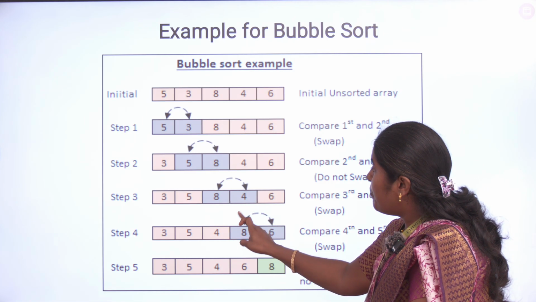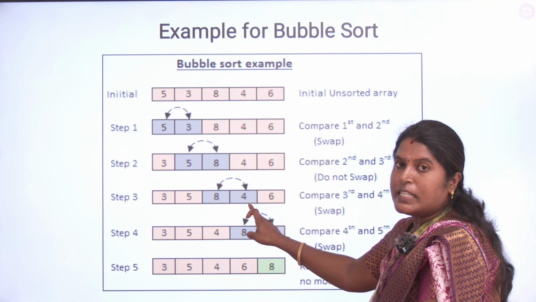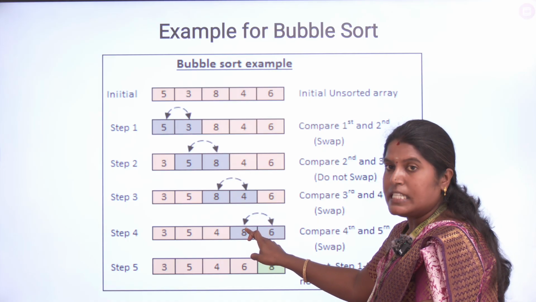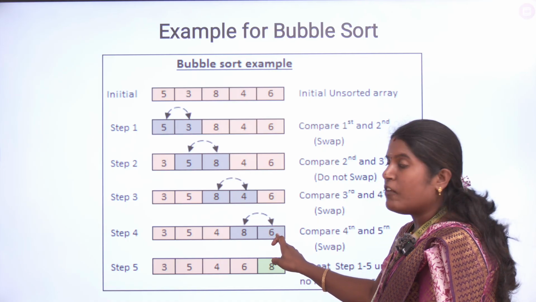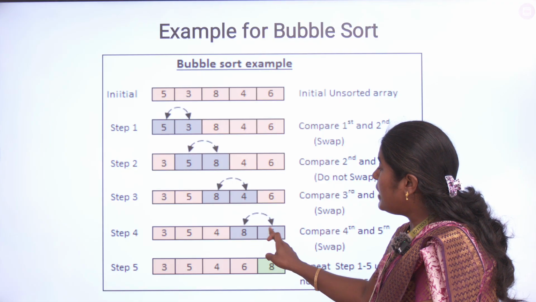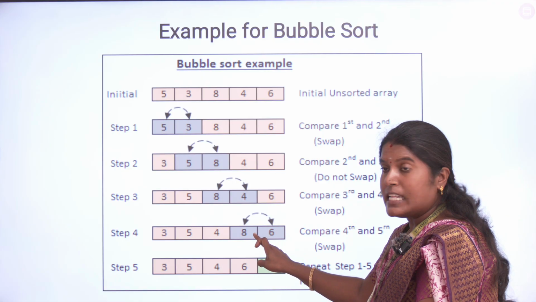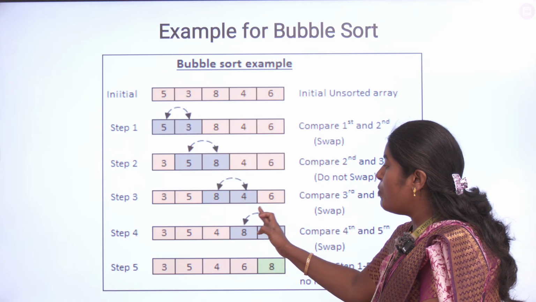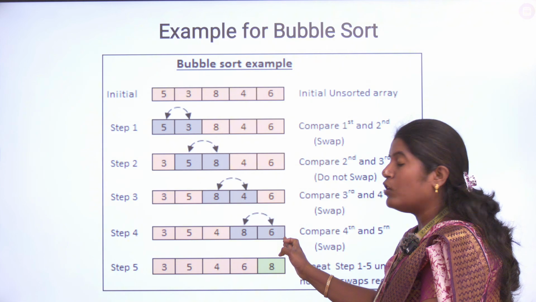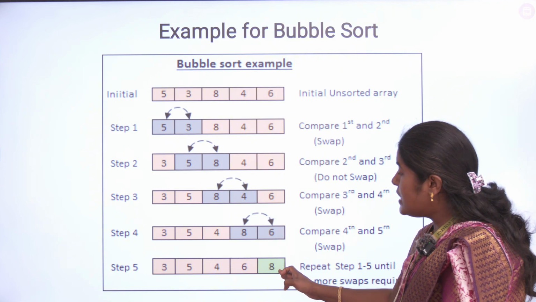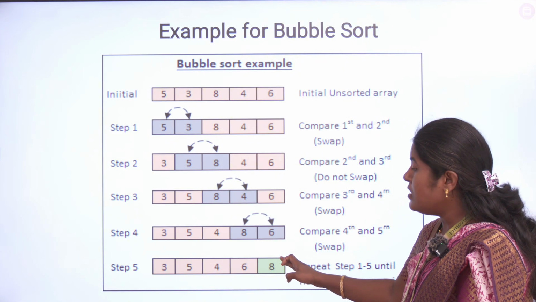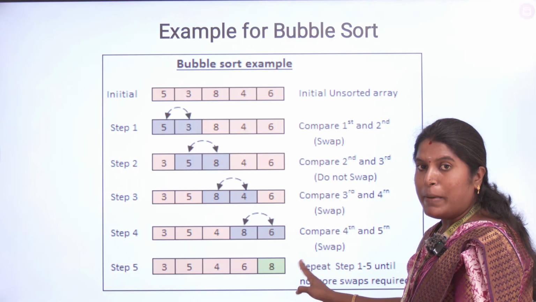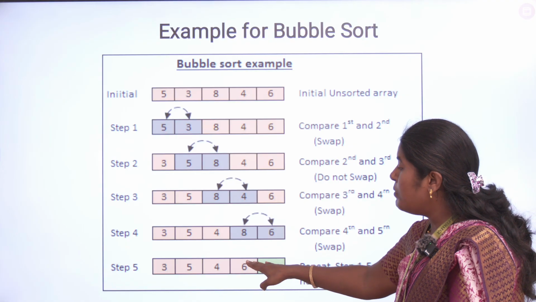Next step. Now we will compare the element present in the fourth position, which is 8, and the element present in the fifth position, which is 6. When we compare these two elements, we could see that 8 is greater than 6. So ultimately we have to swap them. 6 will be moved to the fourth position and 8 will be moved to the last position. The last element in this list is 8, so there are no adjacent elements to be compared. So we will stop this iteration here.